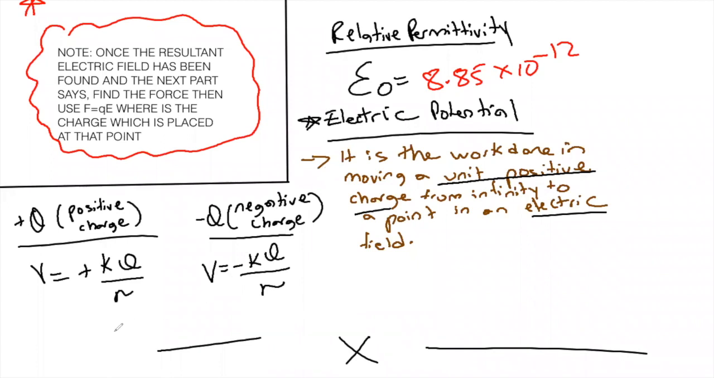Now, the formulas for this, what you need to know for today is just this: for a positive charge, V is going to be equal to plus kq divided by r. And for a negative charge, it's going to be equal to minus kq divided by r.